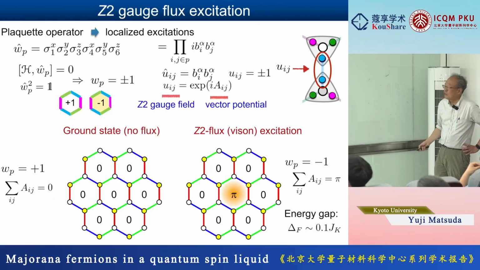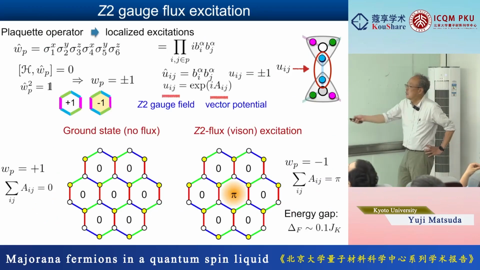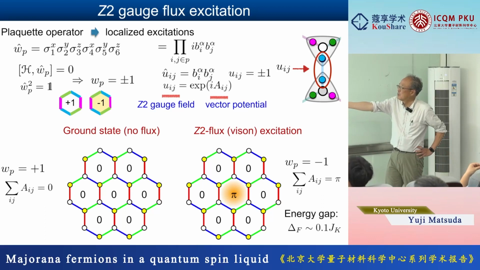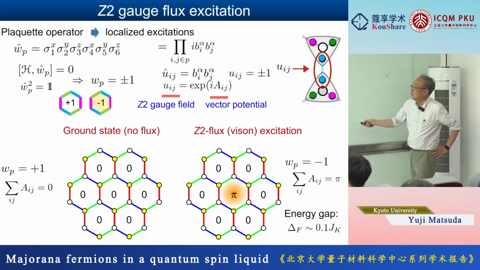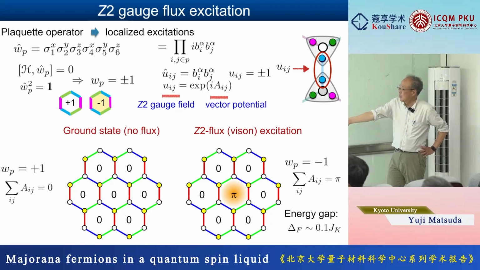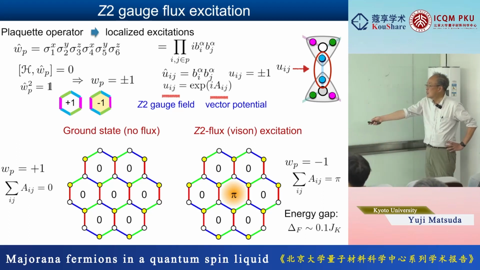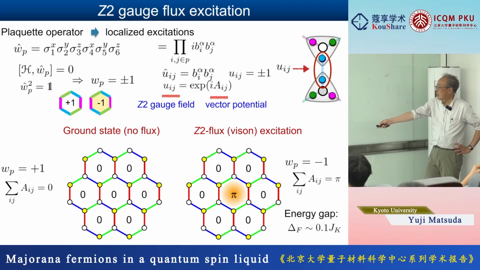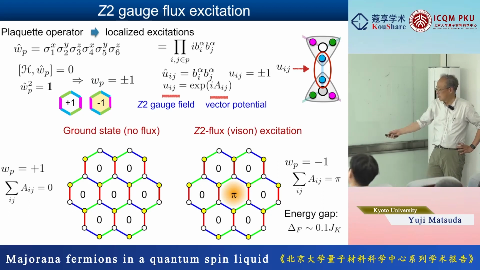Okay, so the excitation from the Kitaev spin liquid is described by the plaquette operator written by this one. The plaquette operator commutes with the Hamiltonian, and W_p can be taken as plus or minus 1. I skip the detailed argument. In the ground state, all plaquettes have plus 1. This is the ground state. But the excited state is where W_p becomes minus 1. Such a state is called a Z2 flux boson excitation. So the boson has an energy gap.